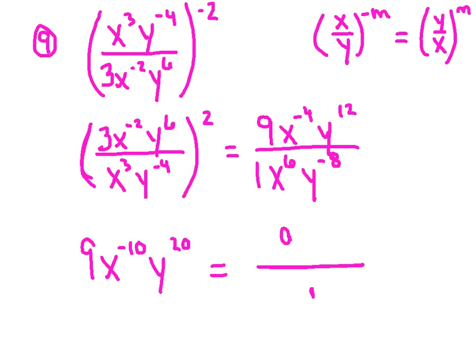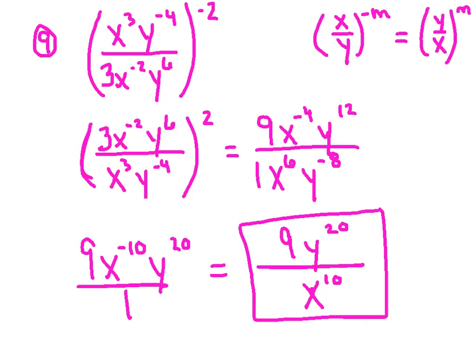We're going to leave the 9 in the numerator. We're going to leave the y to the 20th power in the numerator. And then we're going to put our x to the 10th power in the denominator. Of course, by moving it from the numerator to the denominator, that 10 is now positive. Here is our final answer.